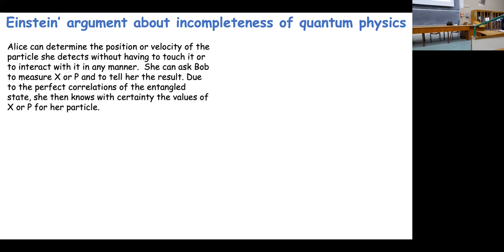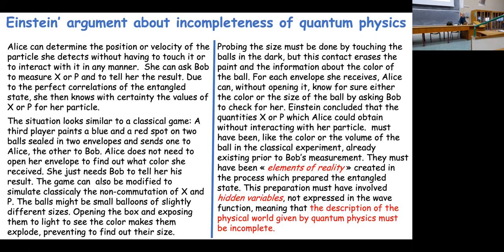Something should have propagated between the two for this kind of correlation to happen. And so he assumed that there were some hidden variables, which were not taken into account by the formalism of quantum physics, which explains this kind of correlations. And so he concluded by saying quantum physics might be correct to describe phenomena, but it's certainly incomplete.